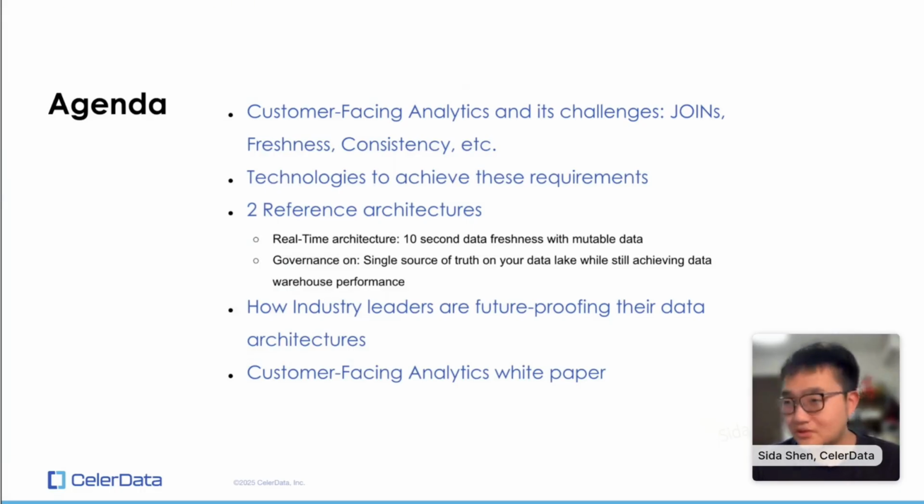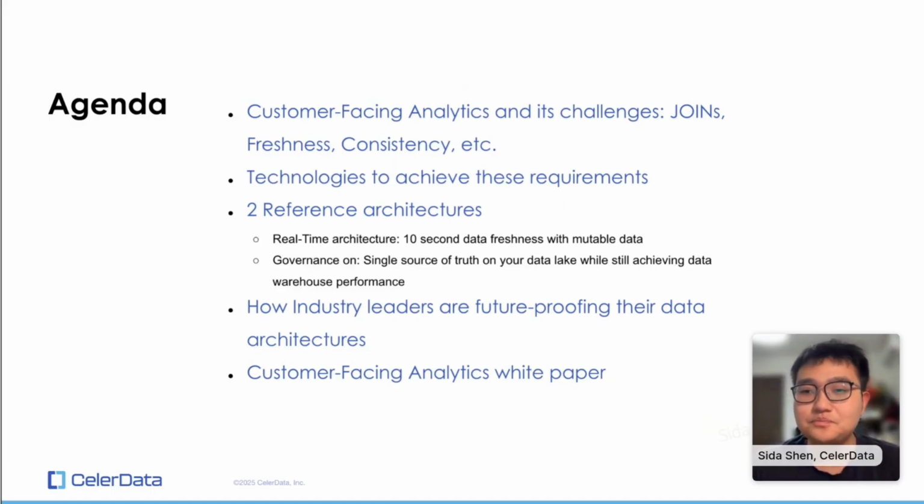For example, on-the-fly join versus denormalization, data freshness, especially when you have mutable data, and how to not only have good performance, but consistently get good performance, consistently hitting your P99 goals, right? And then we're going to take a look at some of the technology, features, and architectures we're building today to achieve these requirements.